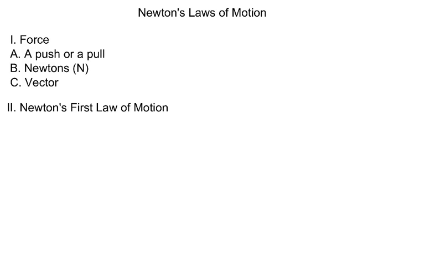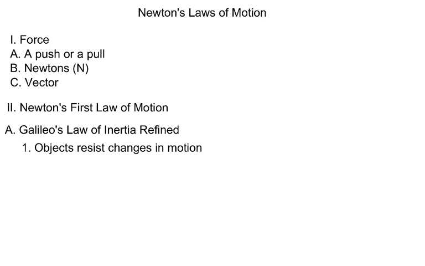Okay, now Newton's first law of motion. Newton's first law of motion is basically Galileo's law of inertia refined. Galileo's law of inertia says that objects resist changes in motion. In other words, if an object is at rest, then it will want to stay at rest. And if an object is in motion, it will want to stay in motion at a constant speed in a straight line.